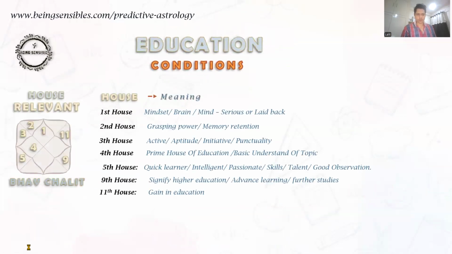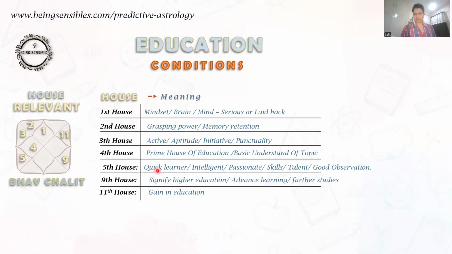With this Bhavchalit, you get a specific answer as to which house is most concerned. In a session, you will better understand the fourth house. I mean, what is the sign? What planet is placed in the fourth house? Because it's studying the basic understanding and the basic prime house of education first. Second, the first house is studying the mindset and brain. What is the sign and planet placed in your chart accordingly?